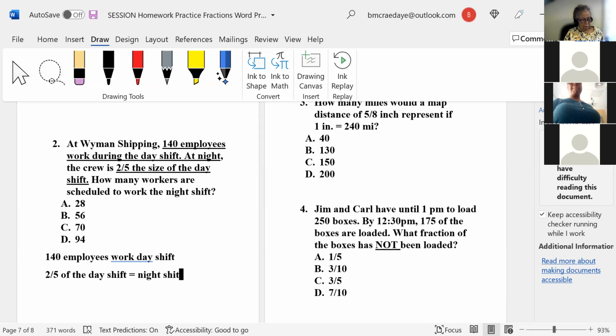You put answer A. So tell me, how did you get A? I tried to change the 2/5 to a decimal so I could find out what percent of the 140 employees work at night. But just like the decimal, you could leave it as the fraction, right? You didn't have to change it to a decimal.